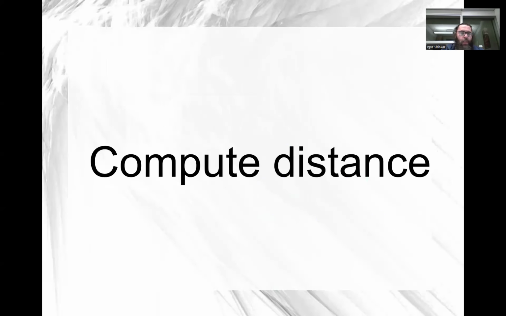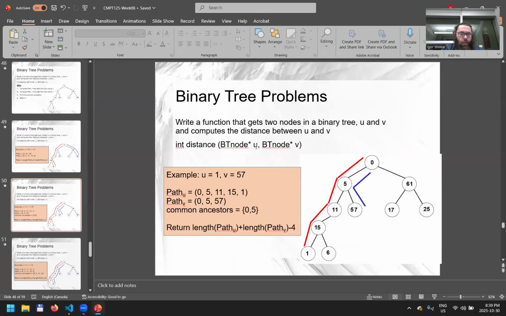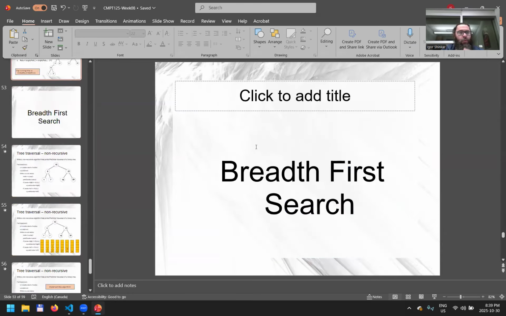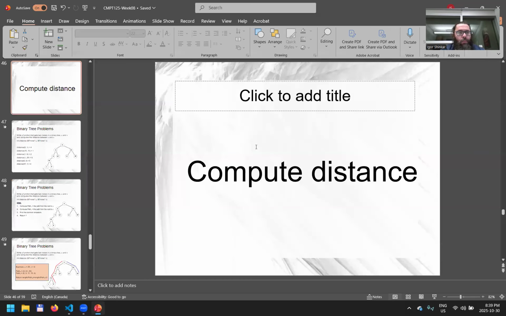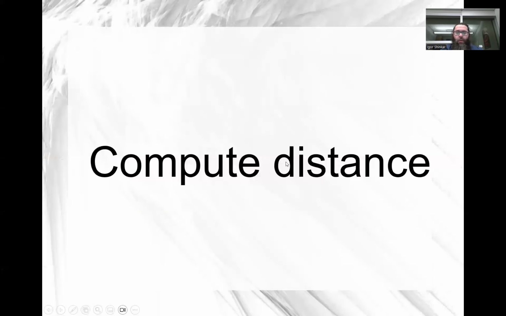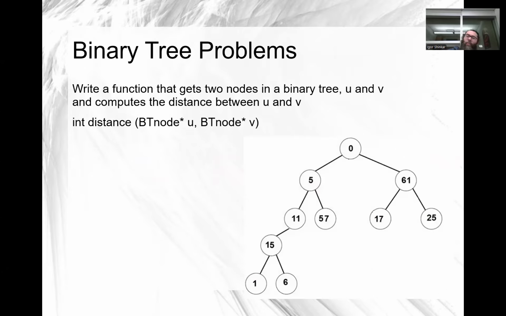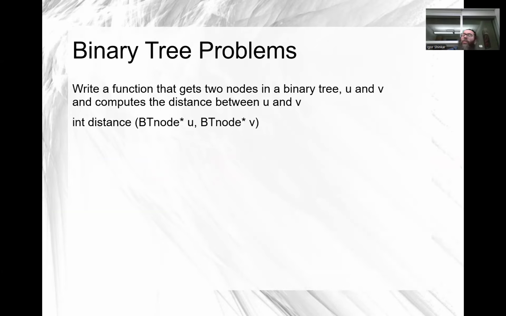And the last exercise we'll do for today, I think this is the last one. Oh no, we'll have two more. Good. One is called compute distance. So here's another exercise. You get two vertices in the tree, and your goal is to compute the distance between them.